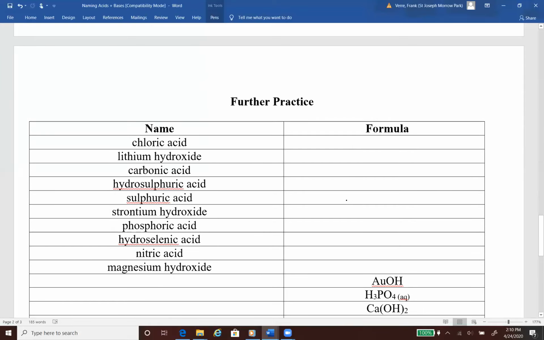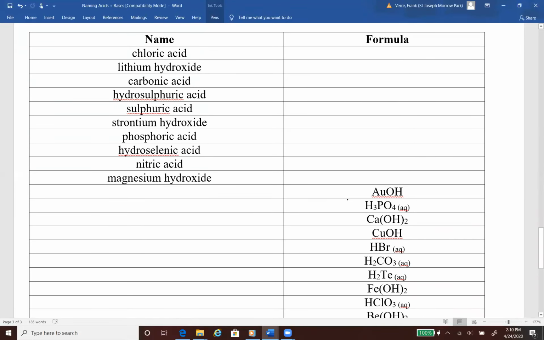But here are some further practice ones. So some of them are just repeats, like chloric acid. We just saw chloric acid. Chloric acid was HClO3. Lithium hydroxide would be LiOH. Lithium is +1, hydroxide is -1, so one of each. We already did carbonic acid, so that would be H2CO3.